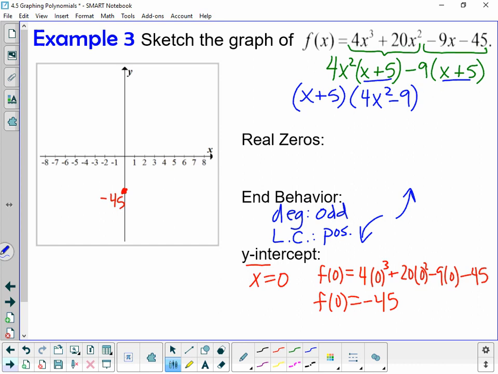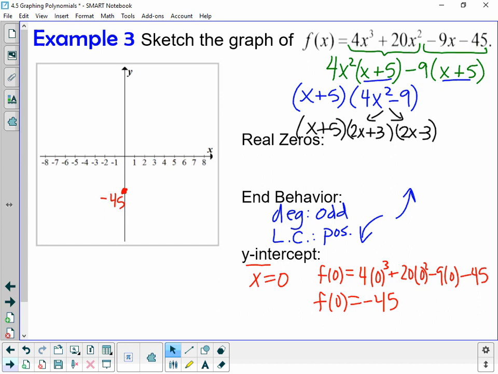Well, that quadratic factor 4x squared minus 9, we can factor just a little bit more. I know you guys love it when we can factor a little bit more. So we have that x plus 5 still. We don't want to lose it. But 4x squared minus 9 can factor as 2x plus 3 and 2x minus 3. So now that we have it in intercept form, this is intercept form because it's factored.